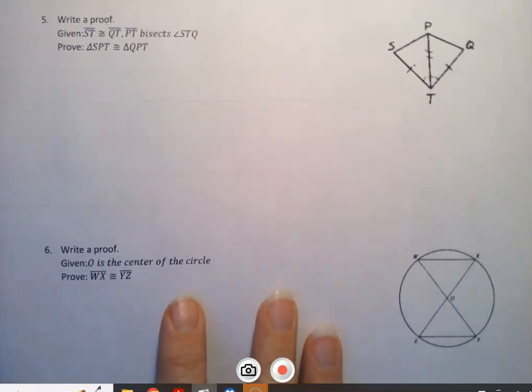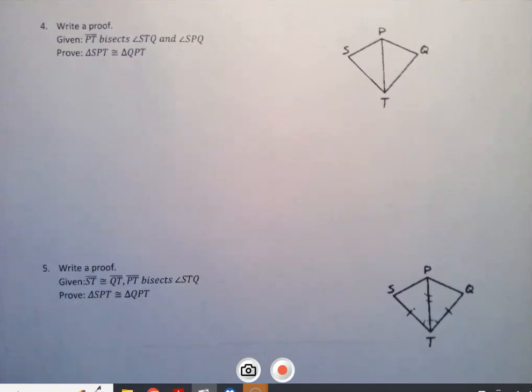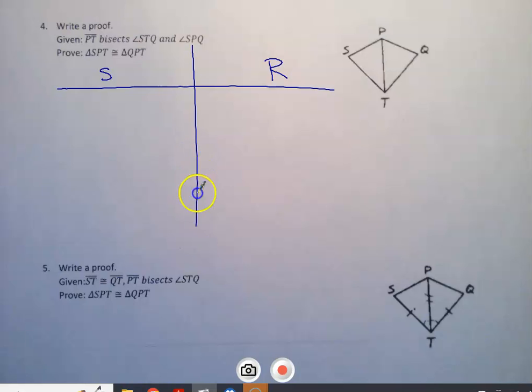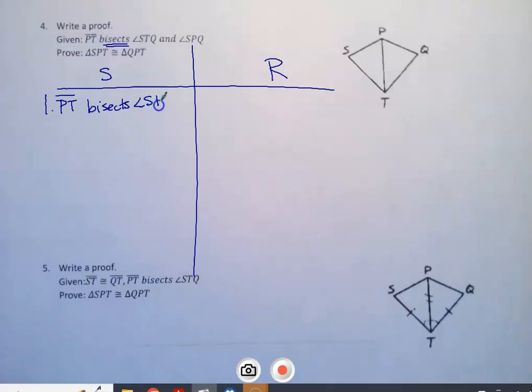Okay, let's look at this one. Number 4. Let's see if we can do it in 5 minutes. All right, statements, reasons. Okay, so PT bisects, that's a good word. We're going to need angle STQ and angle SPQ. One is given. What does bisects mean? The angles are equal, right? It bisects the angles. So we've got these two angles are equal, and it bisects these two angles.